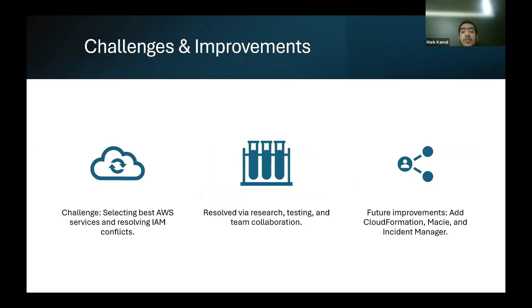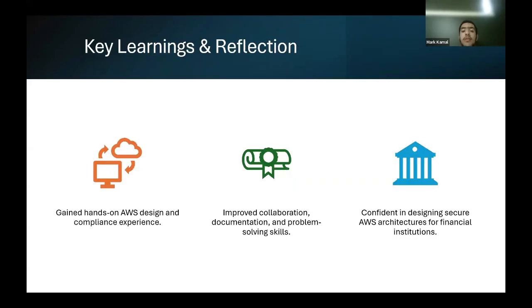One of the main challenges was selecting the right combination of AWS services since many overlap in functionality. Another challenge was managing IAM policies, which can become complex in larger environments. To overcome these, I researched AWS documentation, collaborated with my teammate, and tested configurations to ensure compatibility. For future improvements, we could automate deployments with CloudFormation and add Macie and Incident Manager for stronger data protection and incident response. This project helped me gain hands-on experience with AWS cloud architecture and security compliance.